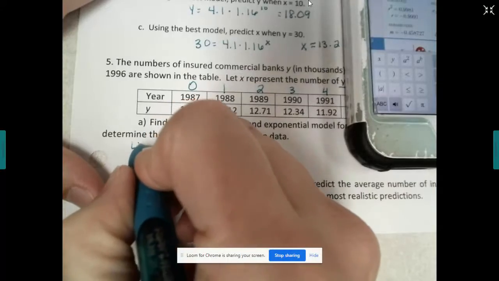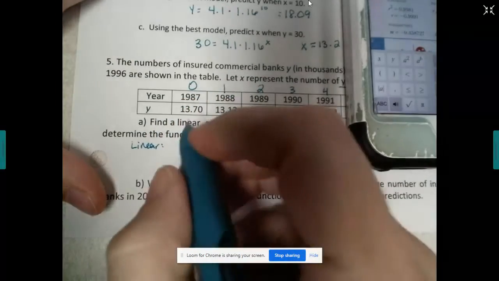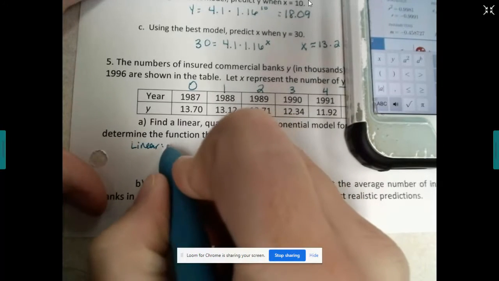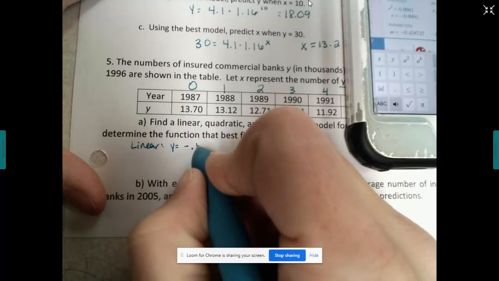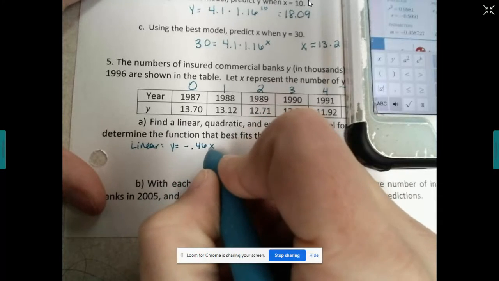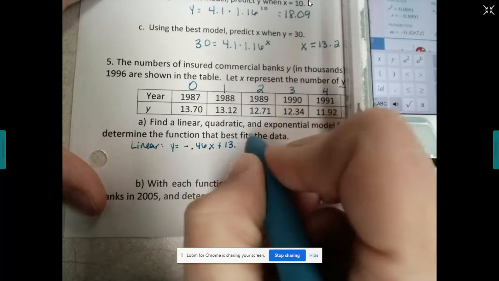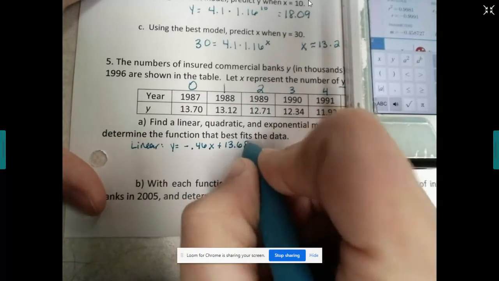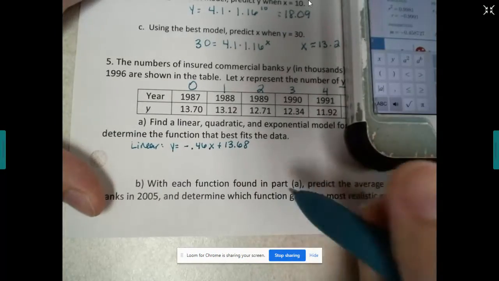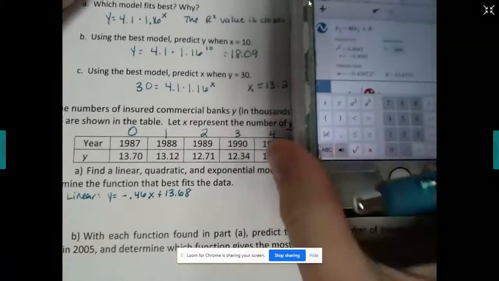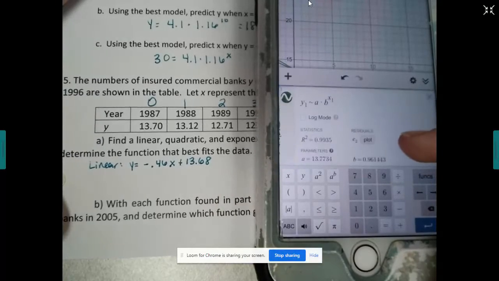So for our linear, we've got y equals, our m is negative 0.46x plus our b is 13.68, and it has an r squared of 0.9981, so that's super good. So let's look at our exponential.